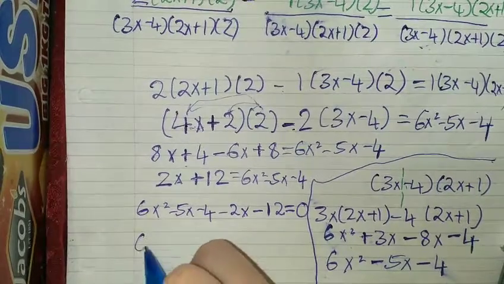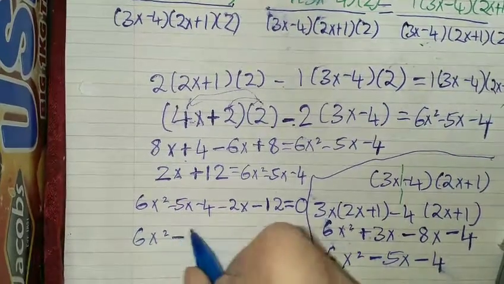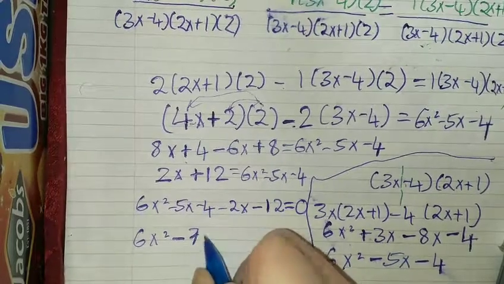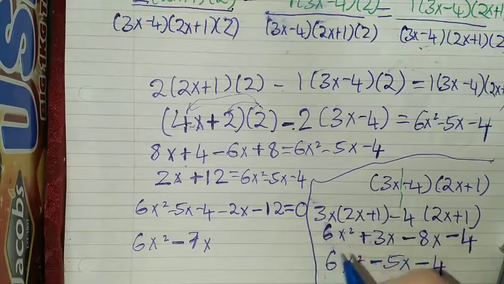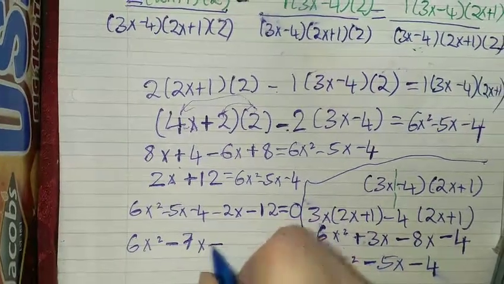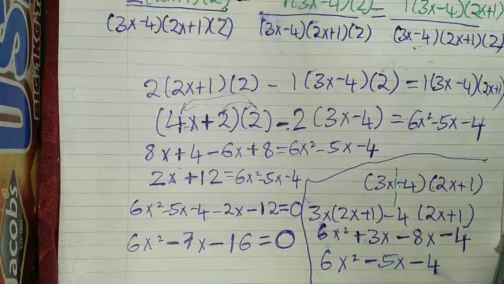So I'll just tidy up a little bit. So I have minus 5x minus 2x, that's going to be minus 7x. And minus 4 minus 12, so that's going to give me minus 16, is equal to 0.